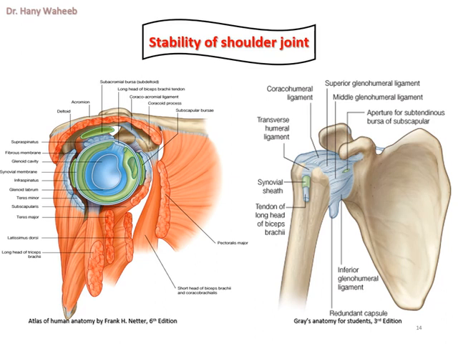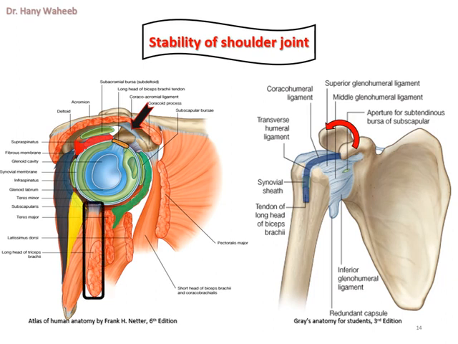Again, factors for stability of shoulder joint, 5 factors. Rotator cuff. Coracoacromial arch. Long head of biceps from above. Long head of triceps from below, only factor in abduction. And labrum glenoidale.